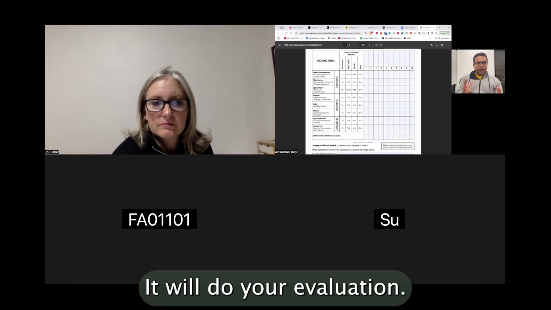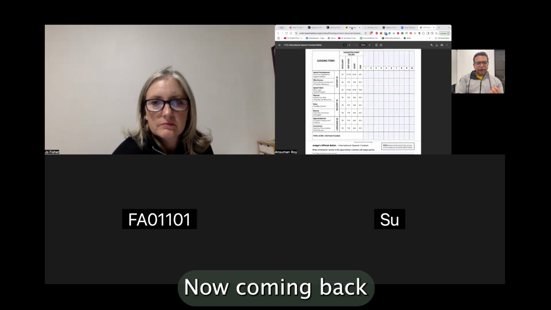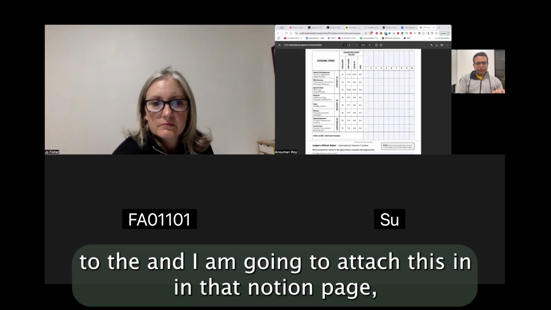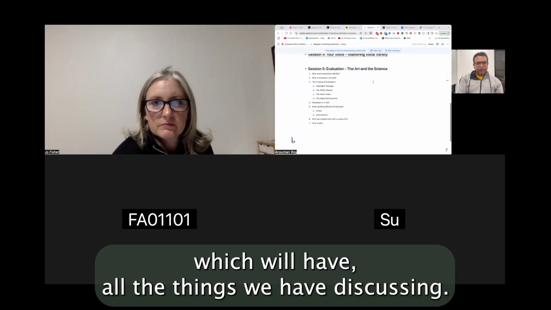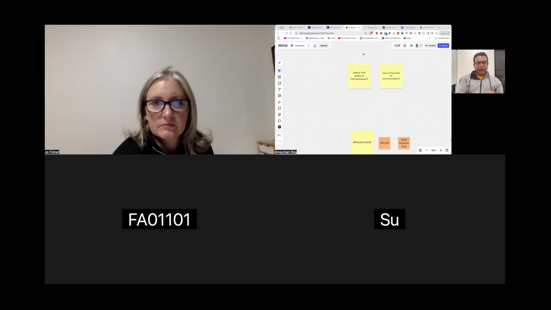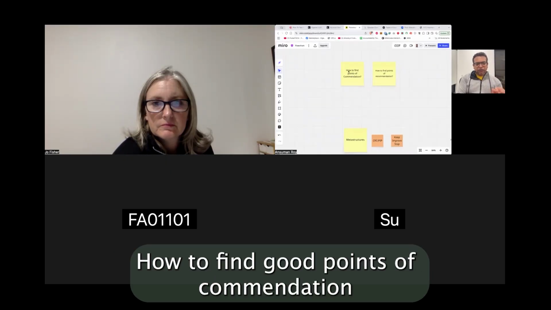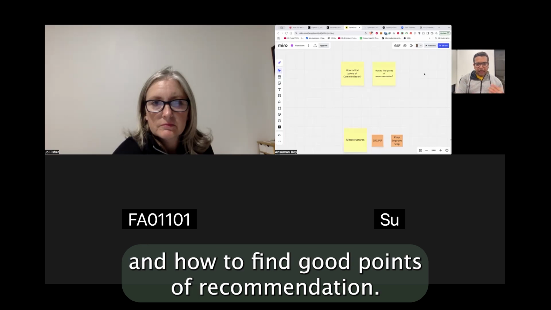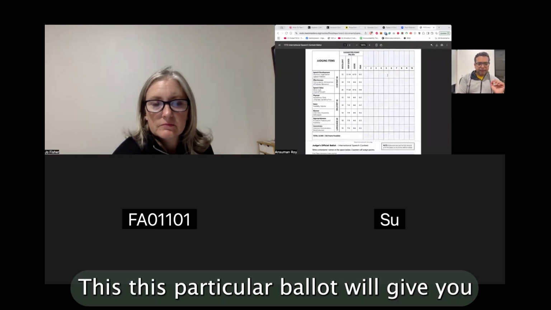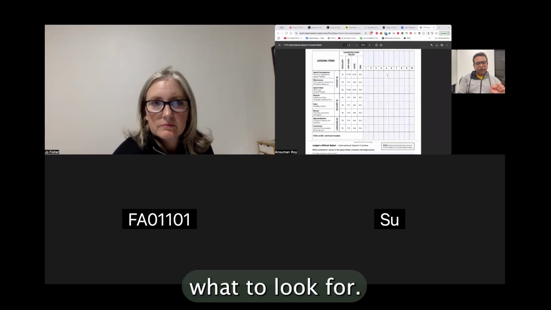And that will help you build your evaluation. Now, coming back, I'm going to attach this in that Notion page, which will have all the things we are discussing. And that will also answer these questions: how to find good points of commendation and how to find good points of recommendation. This particular ballot will give you what to look for.